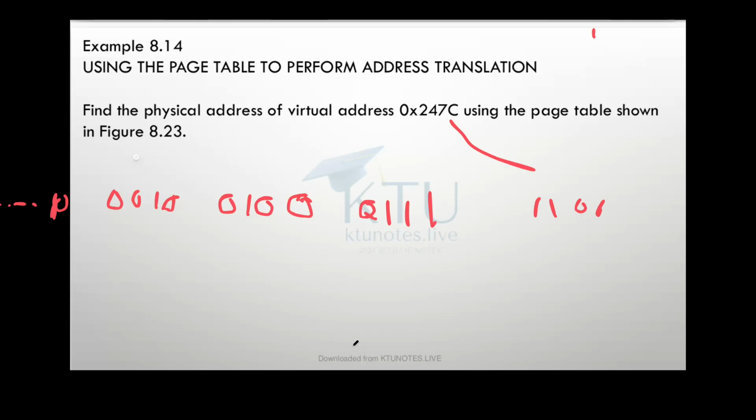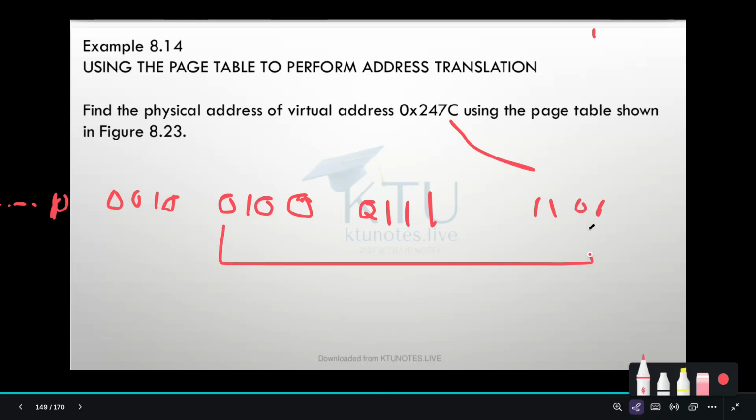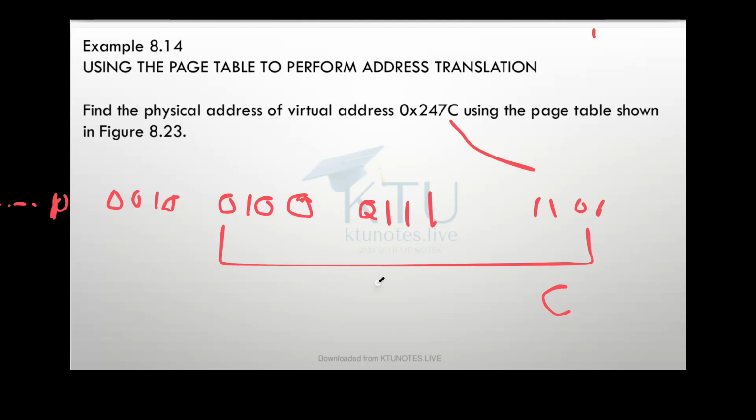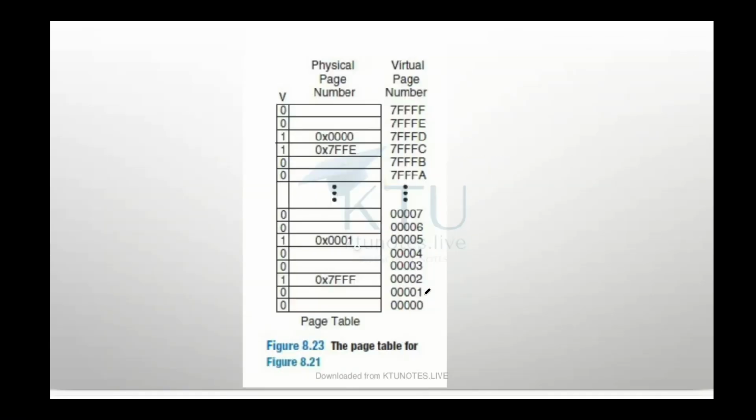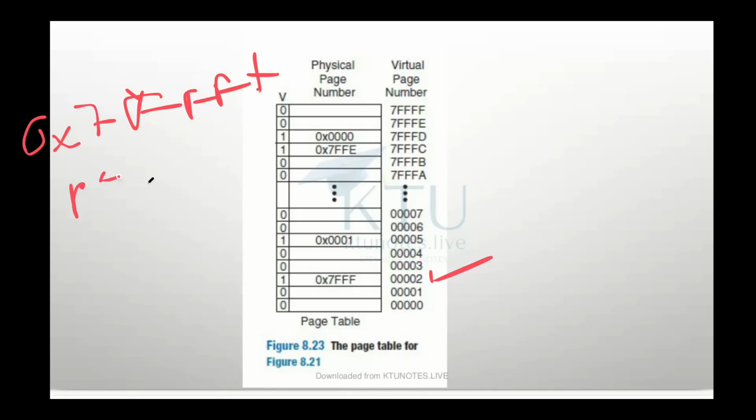First 12 bits, what would those be? These would be the offset bits. So C74 would be my offset. Now the 2's corresponding page number you have to find. So 2 is here. If I look at the page table, this is my 2. The 2's corresponding entry is what? 0x7FFF, right? That I have to add with my page offset.